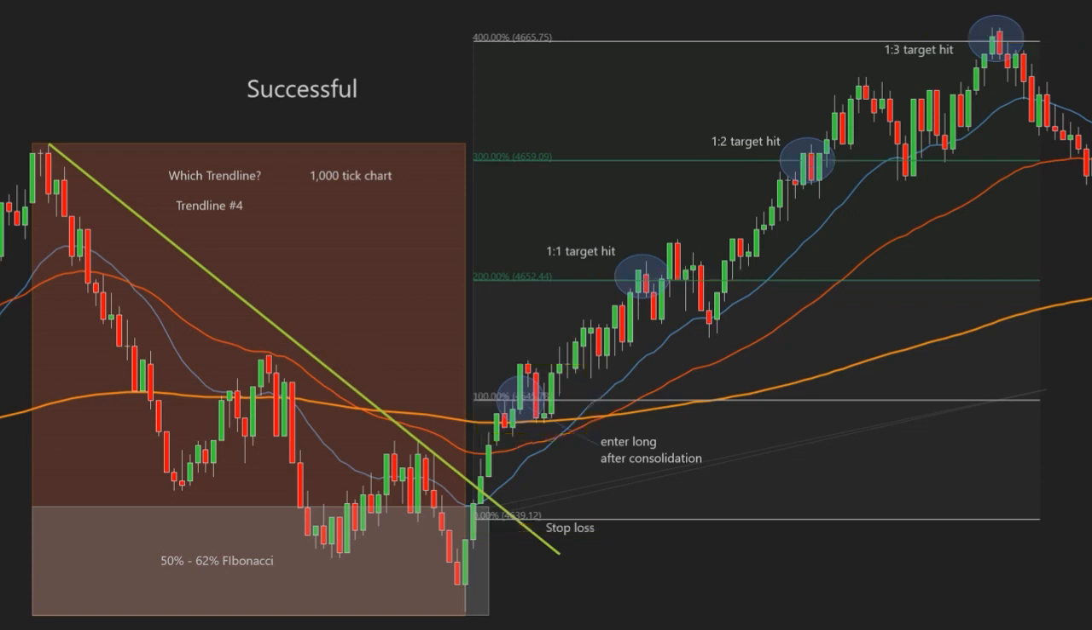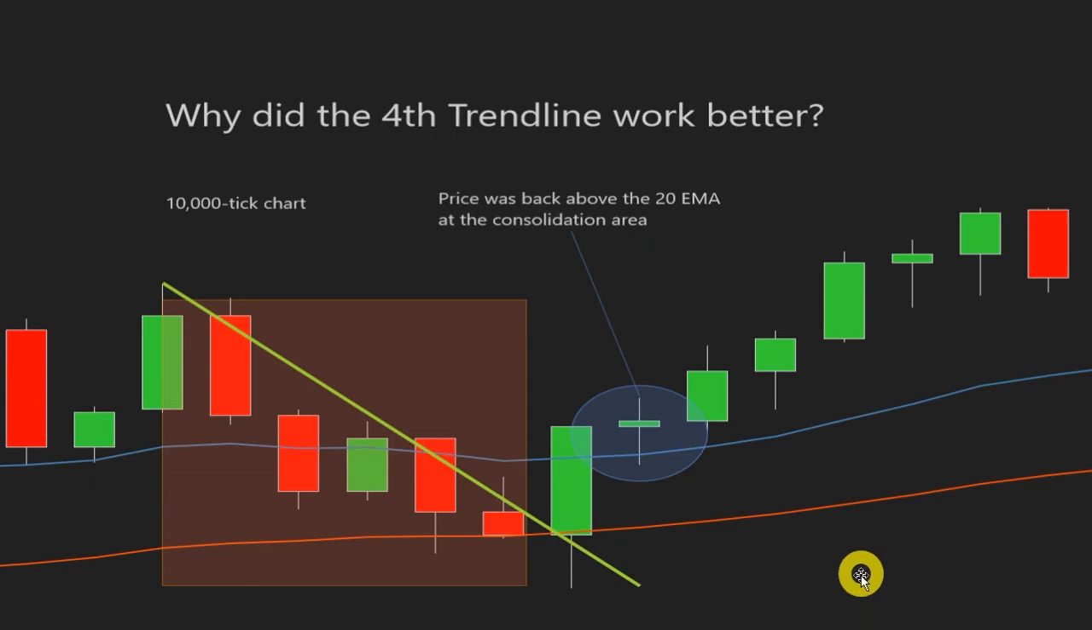So I'm just saying. And like I said, why did it work? Why did that one work better? Well, notice that price in that consolidation area that we entered in, price is right here above the 20 moving average on the 10,000 tick chart. It previously closed above on that sharp move up, closed above the 20, started consolidating. If we were using both time charts, we would notice that it is dipping off of the 20, and that would be a really good area to buy. So the winners outperform the losers in this case.